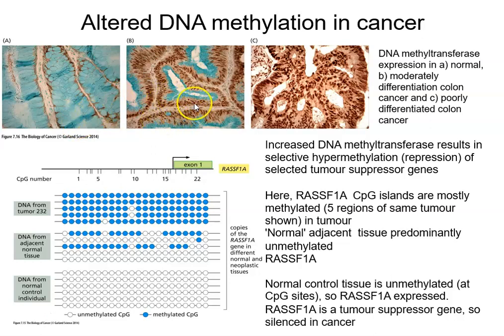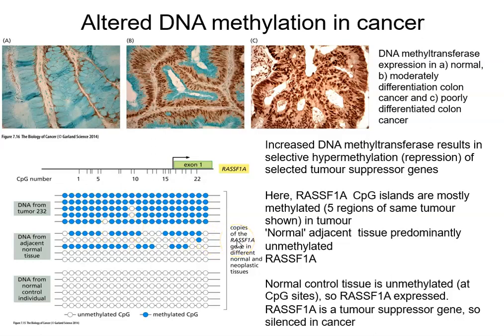This is a moderately differentiated colon cancer, and this is a very poorly differentiated, so this is a very aggressive type of disease. And what you can see is there's a large amount of cells which express DNA methyltransferase. Now this is because the cancers are expressing DNA methyltransferase, and in doing so, aberrantly, they are then able to silence genes that do not benefit the cancer.